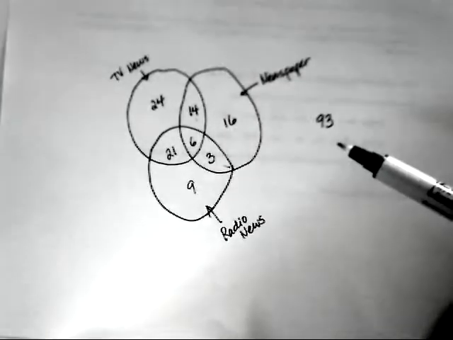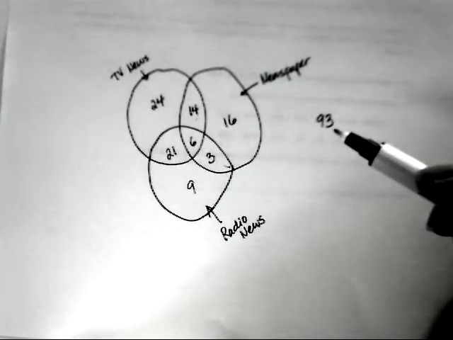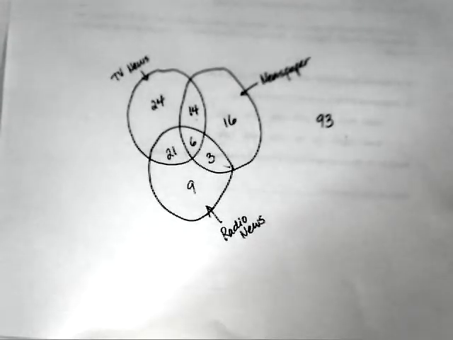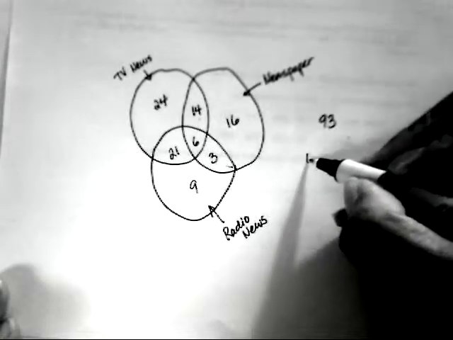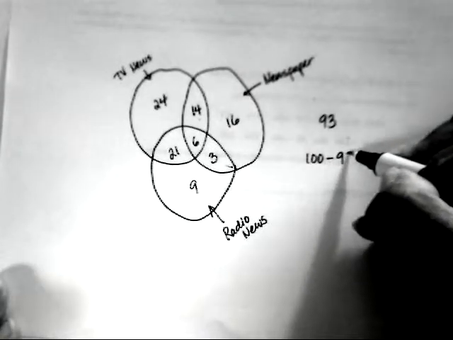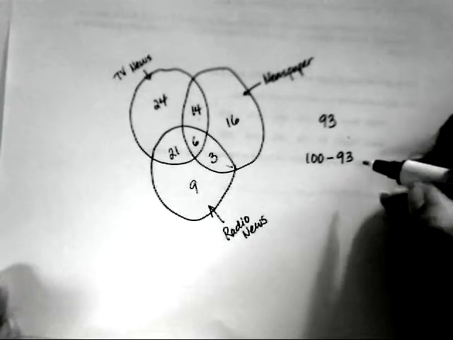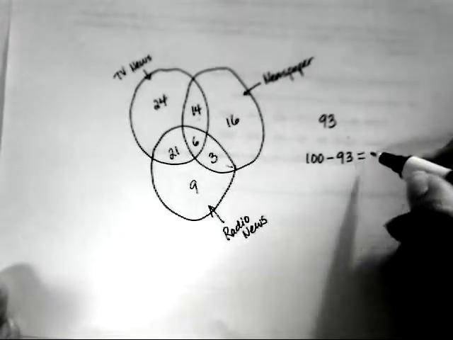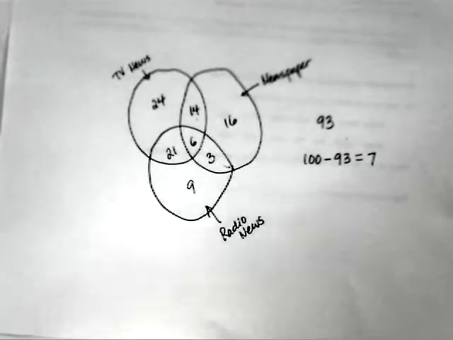But if we want to find out how many are getting their current events by some other means other than those three, then we'll take 100, which is the total number that was polled, subtract 93 from that, you'll get 7. So that means that 7 people are getting their current events, or keeping up with current events from sources other than those three that are given.